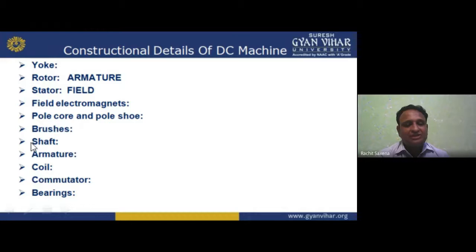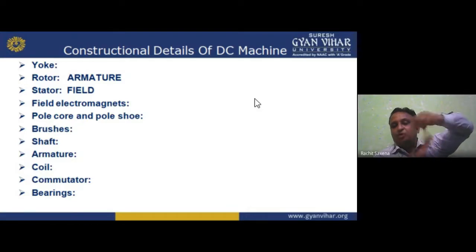Commutator. The shaft I have already told you, the armature and the coil of the armature I have told you. Now the commutator plays an important role. How is it playing an important role? Because the commutator connects with the armature windings through copper lugs. It is made up of copper segment lugs. So they basically give you the output, the resultant of these currents.